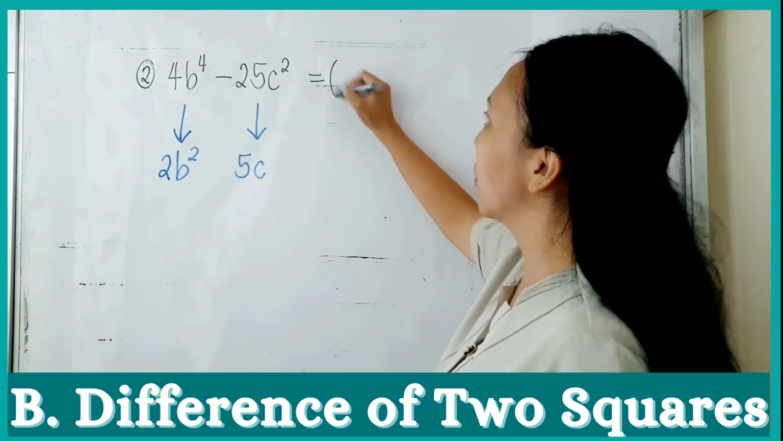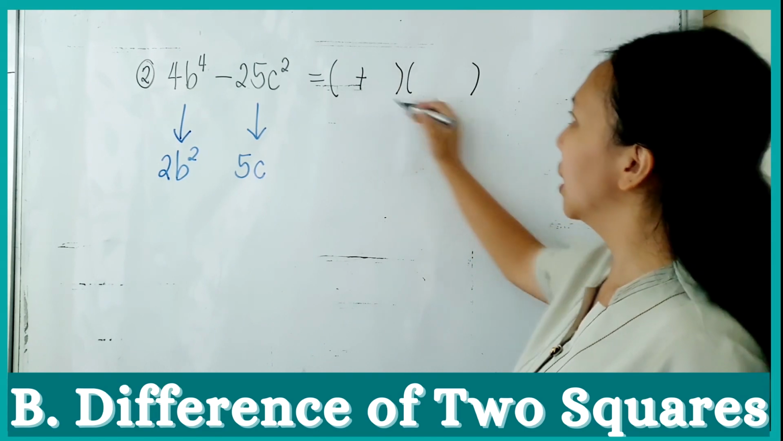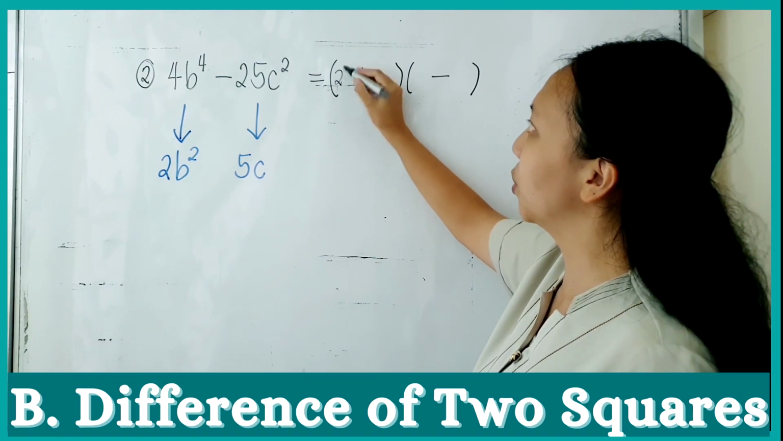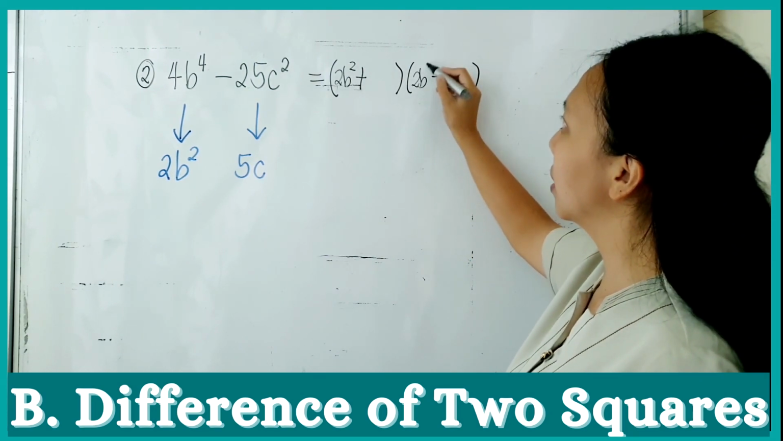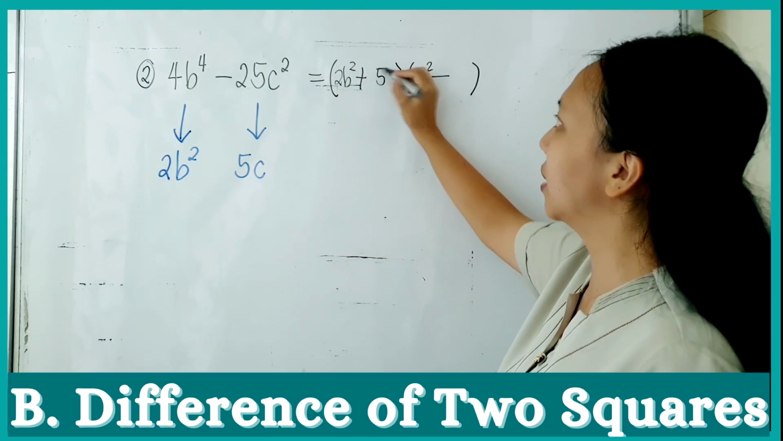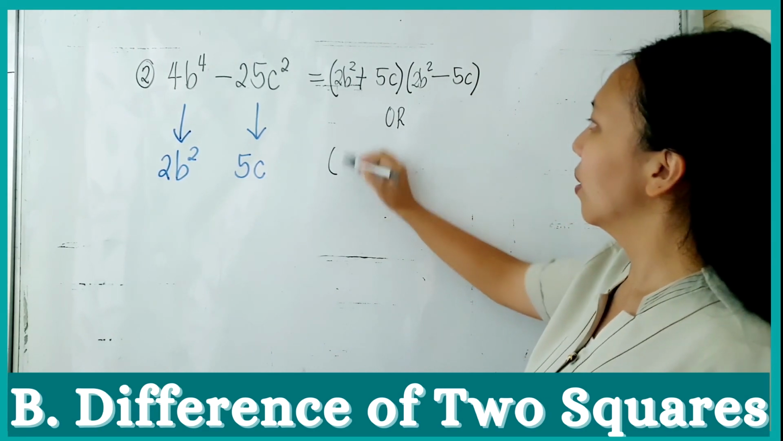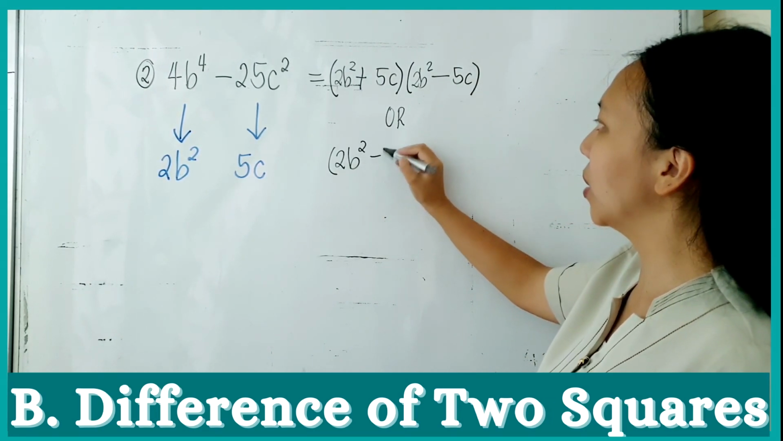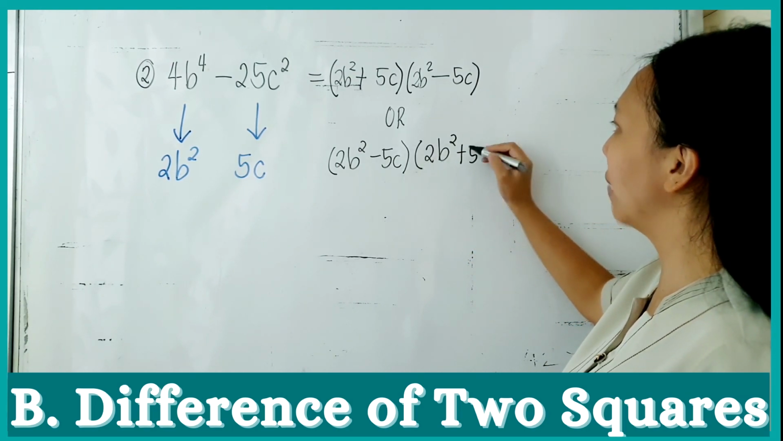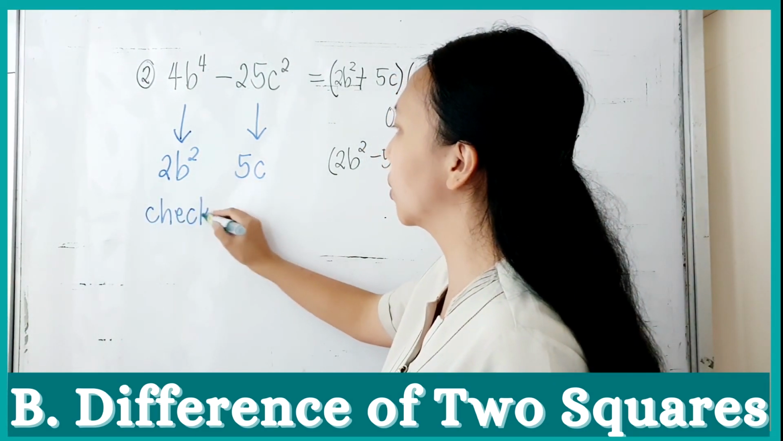Now, let's write that in its factored form. We have the product of the sum and the difference of the square root of 4b raised to 4, which is 2b squared, and the square root of 25c squared, which is 5c. We can rewrite that as the quantity 2b squared minus 5c times the quantity 2b squared plus 5c. There is a need for us to check if our answer is correct.